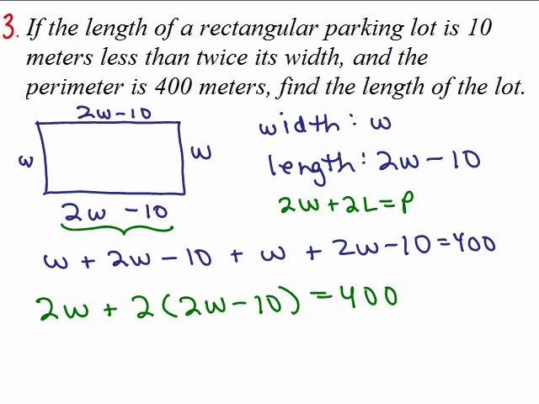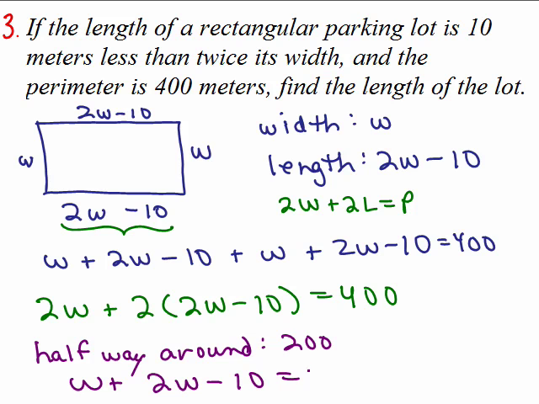And here's a tricky way of doing it. If the whole perimeter is 400, then if you only go halfway around, it's 200. So halfway around is 200, right? So if you only go halfway around, you're just going to add W plus 2W minus 10. So three people could write three different formulas, but we'll all get the same answer no matter which of these equations. In other words, they would write three different equations.